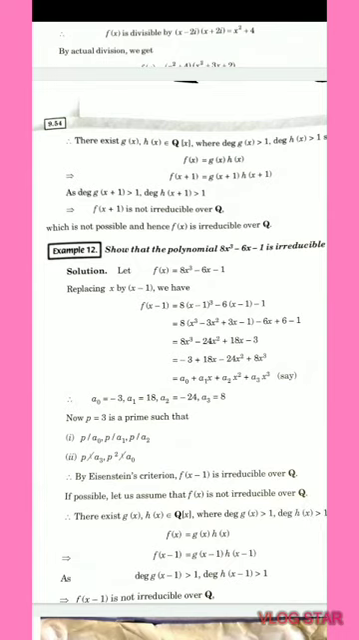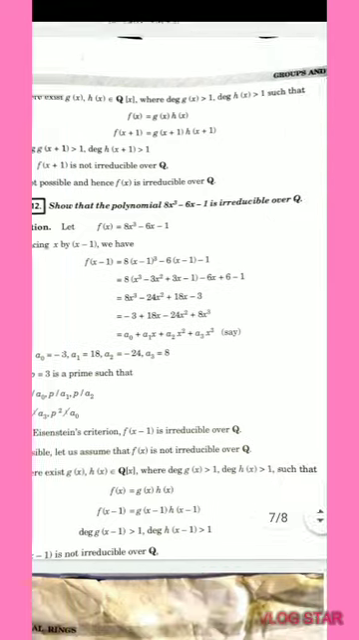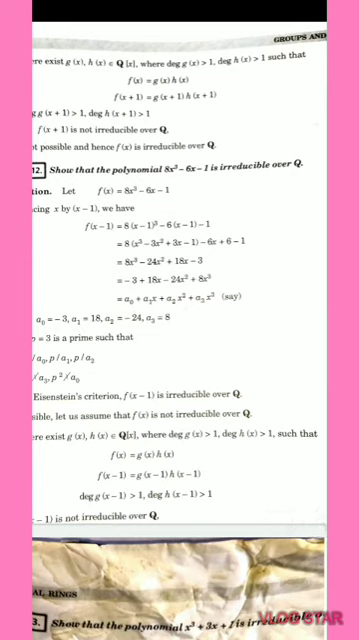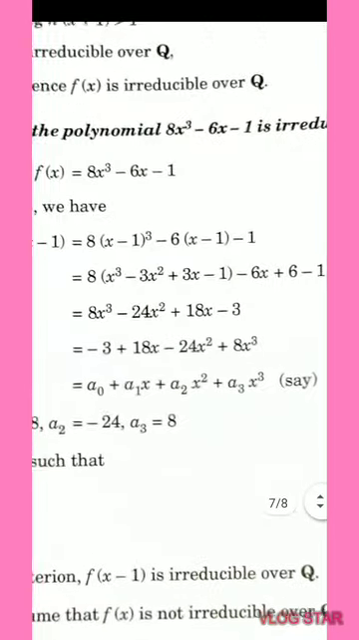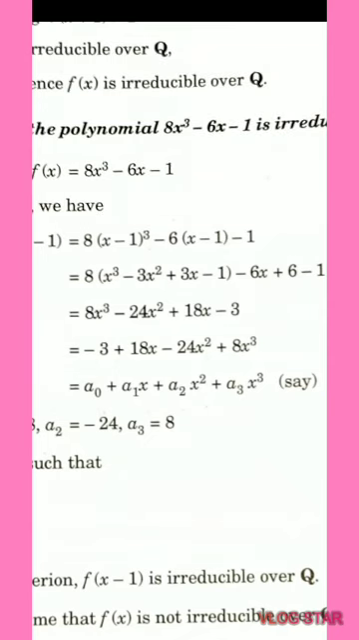Okay. Now, let's do the next example. That is, show that the polynomial 8x cube minus 6x minus 1 is irreducible over Q. Let f(x) is equal to 8x cube minus 6x minus 1. Replacing x by x minus 1, we get f(x minus 1) is equal to 8 into (x minus 1) the cube minus 6x minus 1 minus 1.